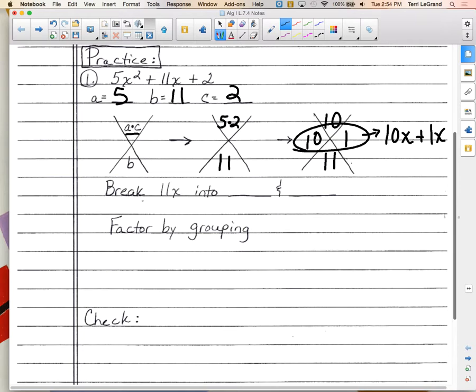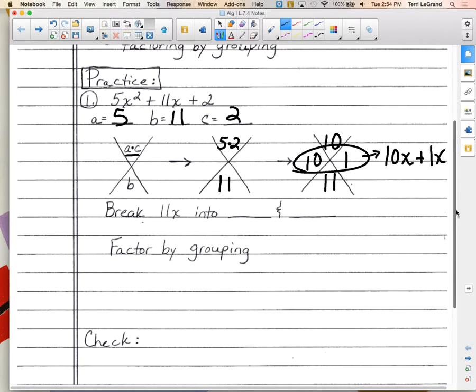Because here's what's going to happen. We are going to replace the bx term up here, this plus 11x. That 11x is going to get replaced with 10x and that 1x. Because isn't 10x plus 1x 11x, right? Okay. So it's just going to take its place.